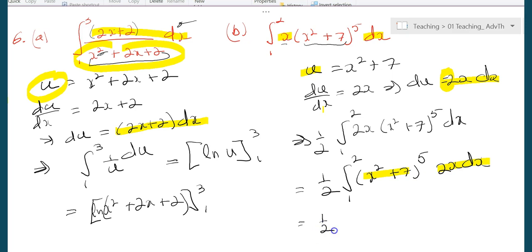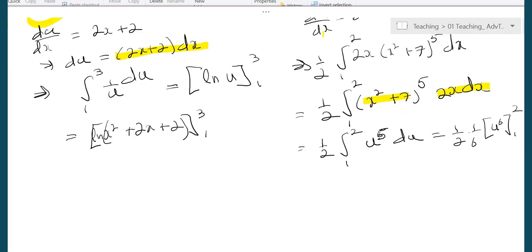So this expression essentially boils down to integrating 1/2 from 1 to 2 of u^5 du, and its integration is essentially 1/2 times u^6 over 6, so I could actually write the 6 outside, u^6 from 1 to 2, which is nothing but 1/12 times (x^2 + 7)^6 running from 1 to 2, and we can plug in the values and get the answer.